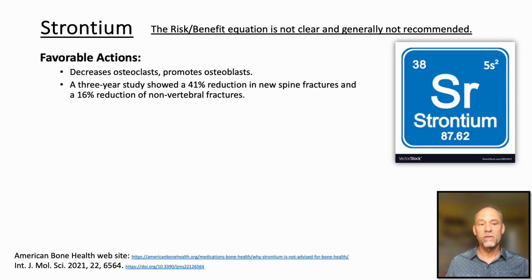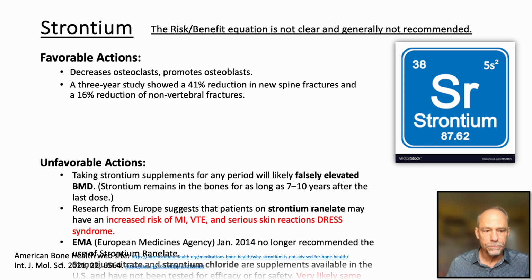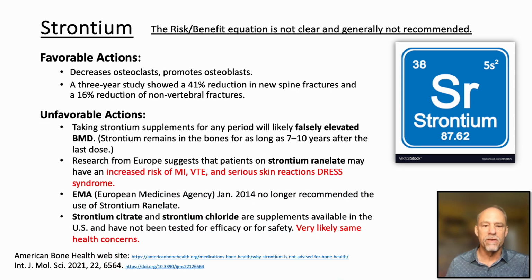Strontium. Well, it turns out that strontium, which is in a lot of over-the-counter products, does have some favorable actions on bones. It decreases osteoclast activity and it promotes osteoblast activity. That sounds good. And in a 3-year study it showed a 41% reduction in new spine fractures. That sounds good too. However, it has some unfavorable actions.